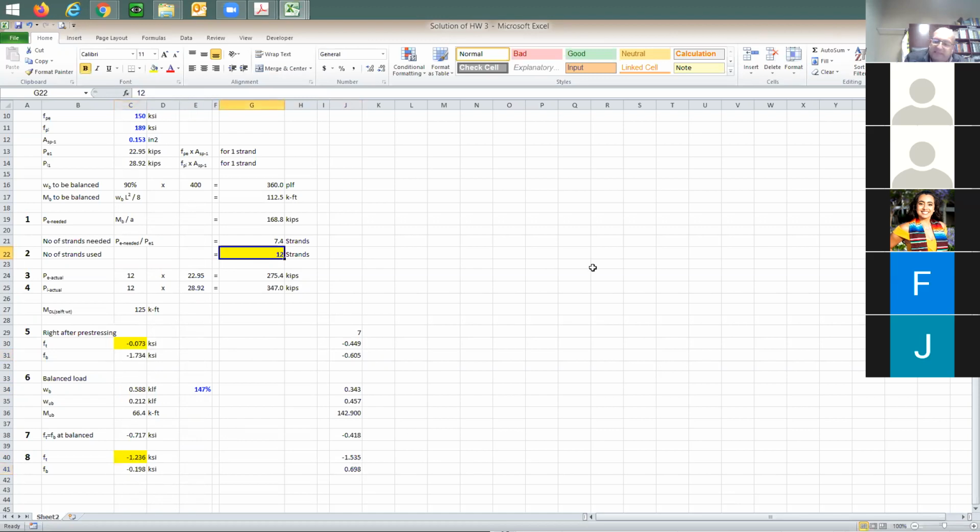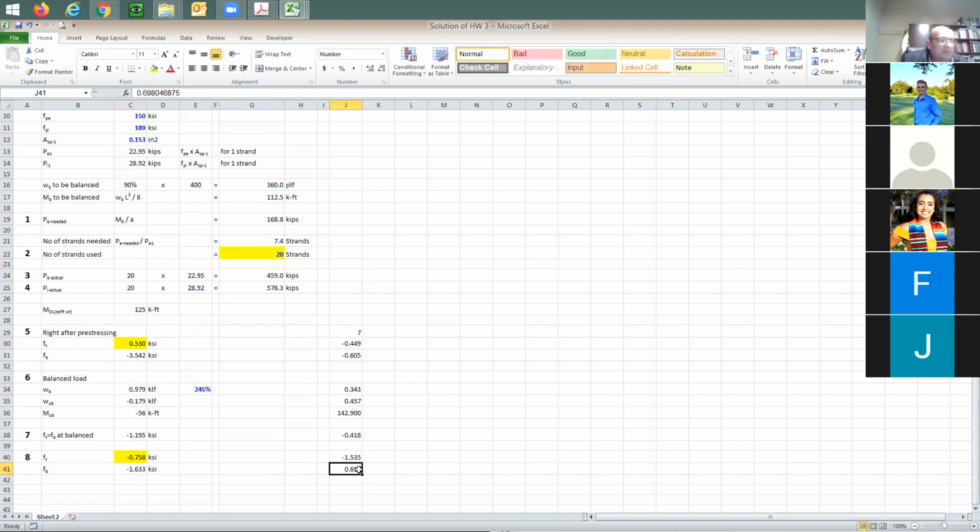If I made this here, let's say 20, what's the expectation? What's going to happen here at the top? Would you have tension or you still have some compression? Tension. Okay, tension. I'm going to put here 20. Look what happened. Now I have tension. Look at the balanced load, almost 2.5 times.